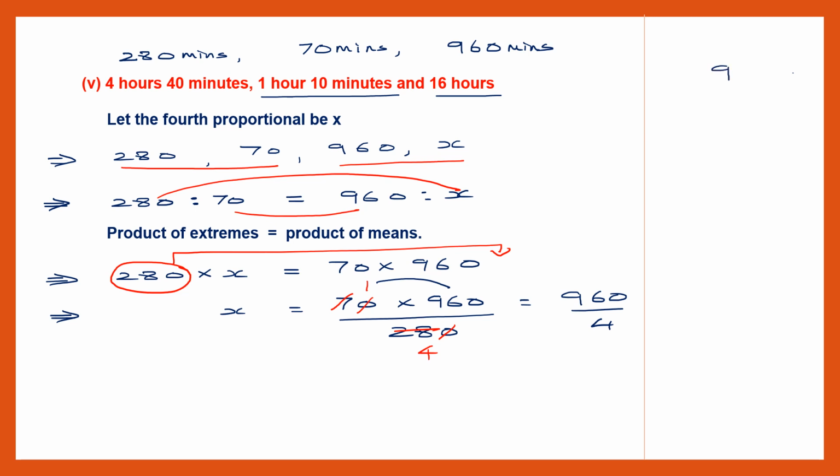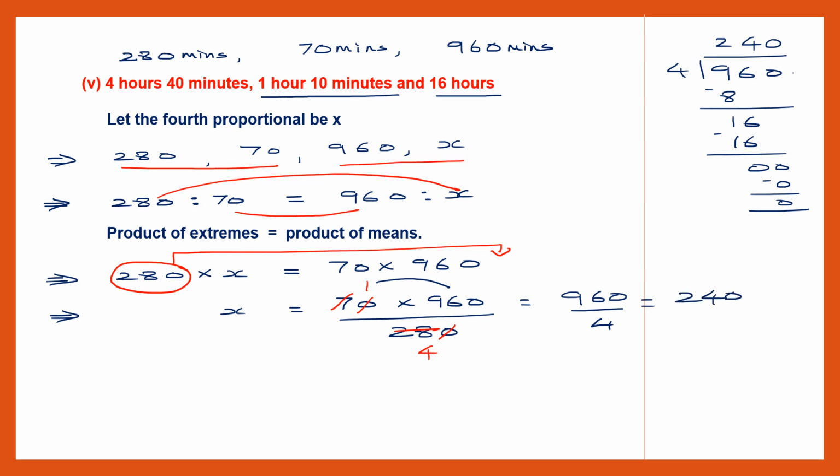Let's divide this. 960 divided by 4. 4 twos are 8 minus 1, bring down 6, 4 fours are 16 minus 0, take the 0 up, now we have 0 minus. So what is our quotient? Our quotient is 240, and we have found the value of x to be 240. That means our fourth proportional is 240. Now this is 240 minutes. So here also let me write minutes. We can convert this to hours and minutes.